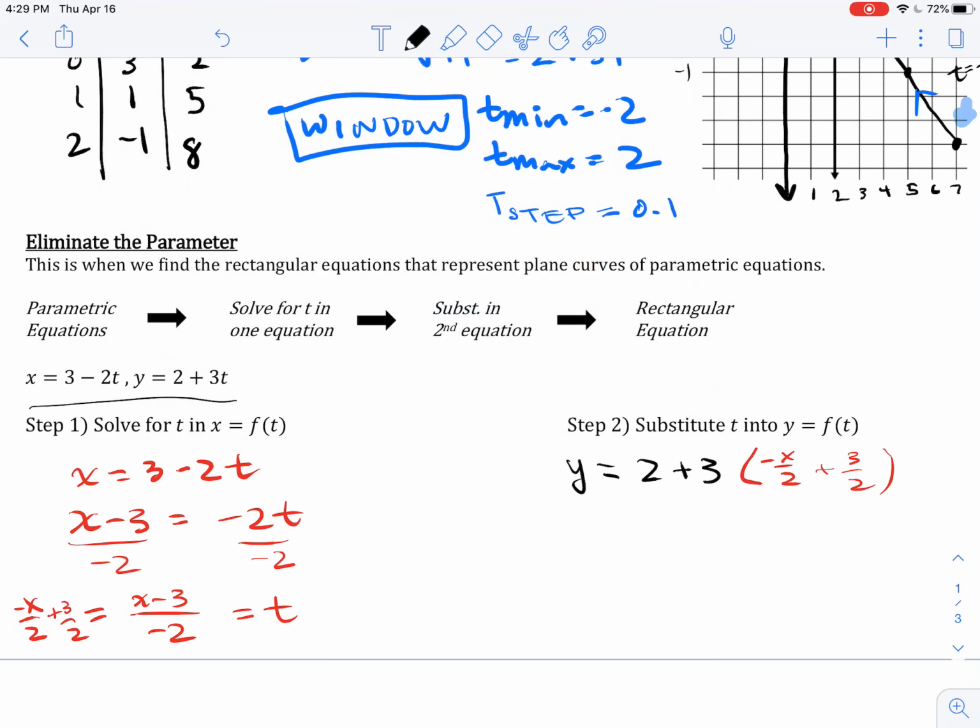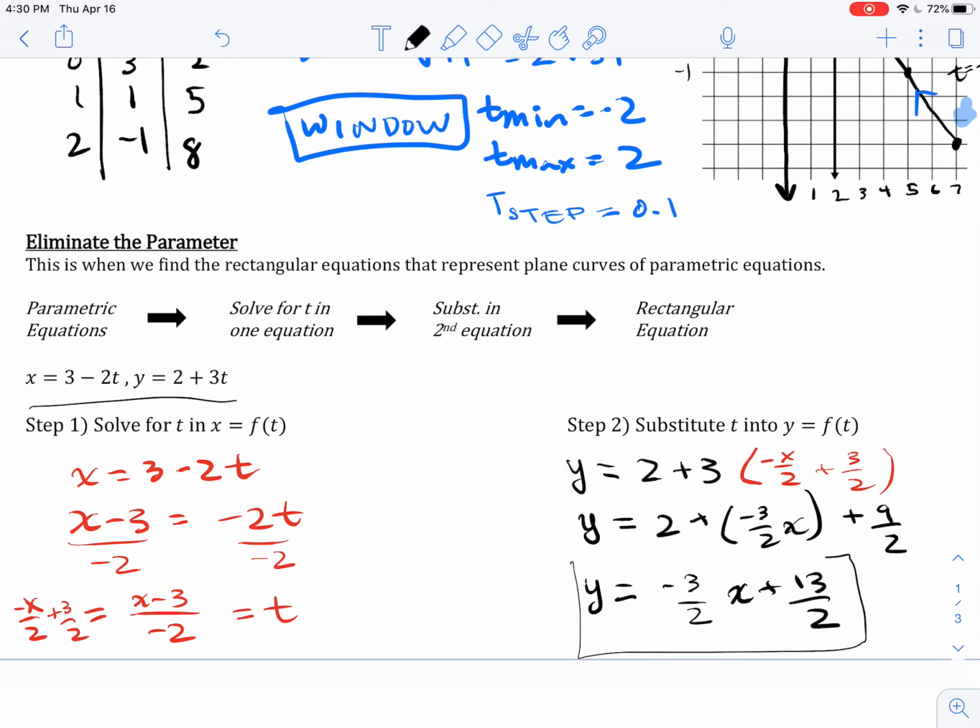Now from here, just finish solving for y. Y is equal to 2 plus... or excuse me, let's do the other part first. -3/2 x plus 9/2, and just clean that up. Y is equal to -3/2 x plus 13 over 2. And here's our rectangular equation.